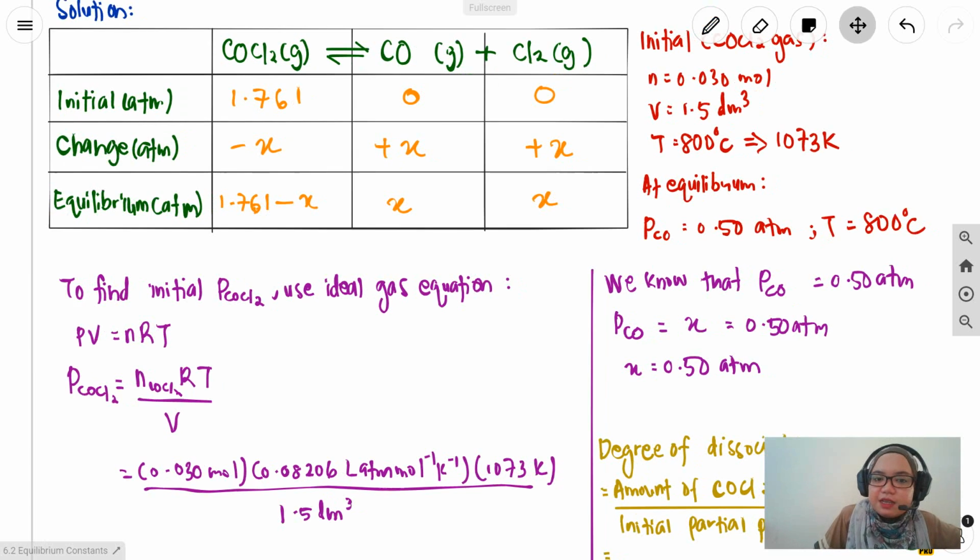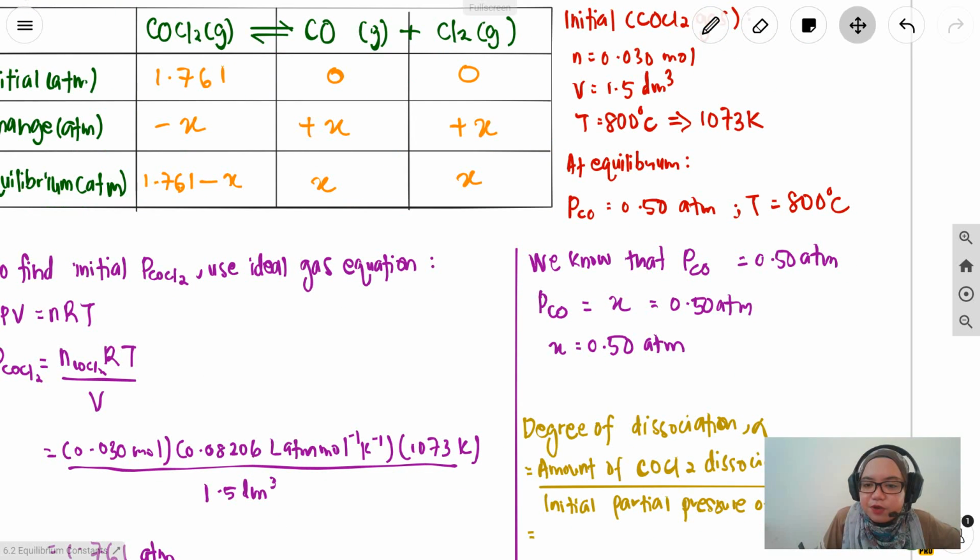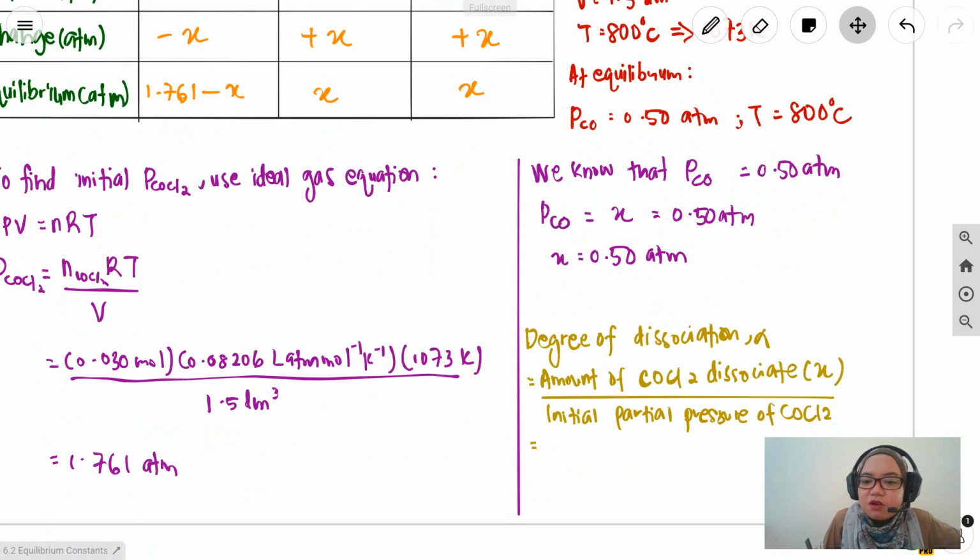So we know that at equilibrium, partial pressure of CO is 0.50 atm. And we know that the unknown for partial pressure at equilibrium for CO is X. So partial pressure of CO is equal to X is equal to 0.5 atm. So we know that X is equal to 0.50 atm. So now the degree of dissociation is the amount of COCl2 dissociated divided by the initial partial pressure of COCl2.